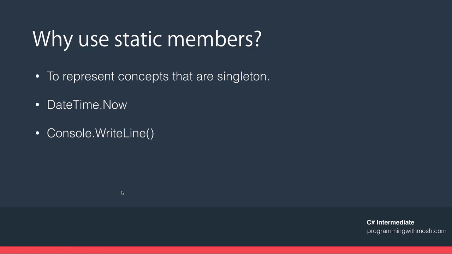Now you may wonder, why do we use static members? Basically, we use them to represent concepts that are singleton. That means we should have only one instance of that concept in the memory. Think of the concept of the current date time. We should have only one place in the memory where we know the current date time. It doesn't make sense to have different objects, each telling us that current date time is a different value. Another example is Console.WriteLine. When we run a console application, basically we have only one console, and that's why the Console class and all its members are defined as static.